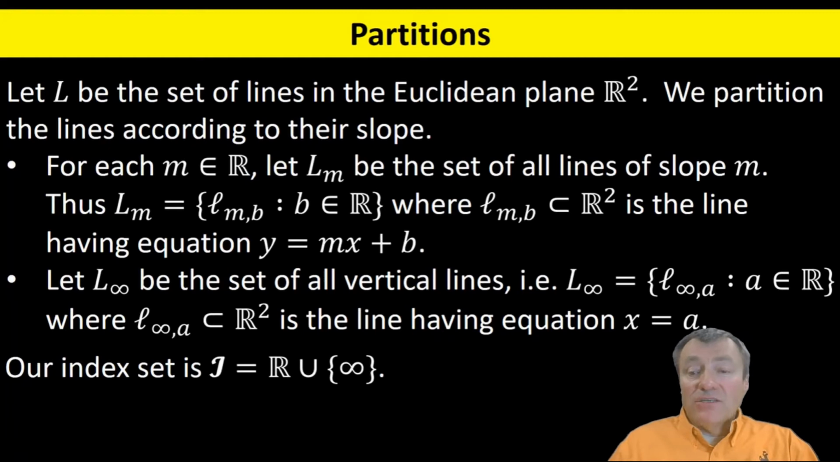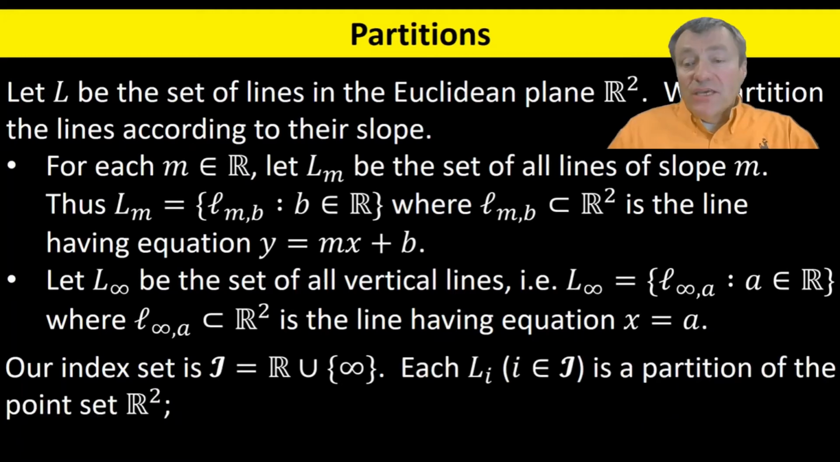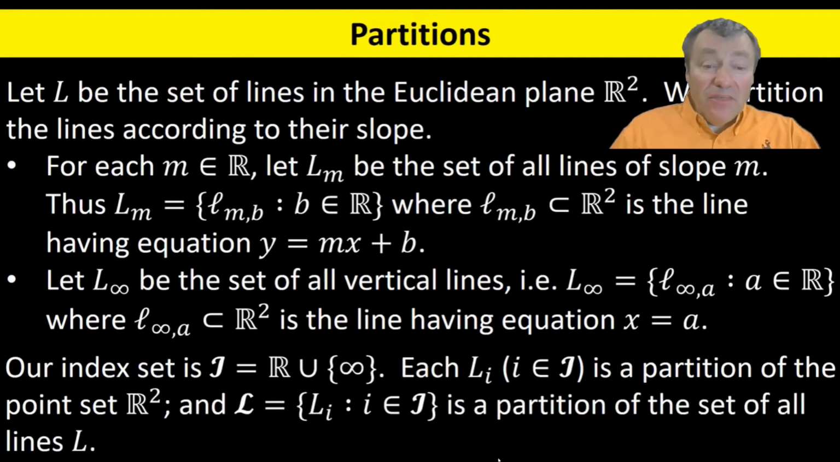Now, I have a partition of the set of all lines in the plane. How can I index these lines? Well, I'll use this index set. Script I is the real numbers union one extra symbol that I'll write as infinity. Moreover, each of my sets, L sub i, is a partition of the set of points of the plane. So each parallel class of lines partitions the points of the plane. And then I have a partition of the set of lines.